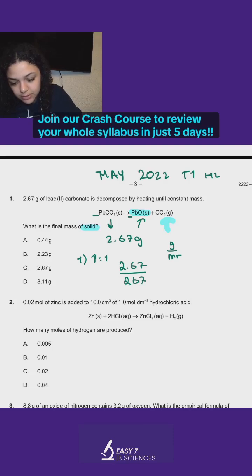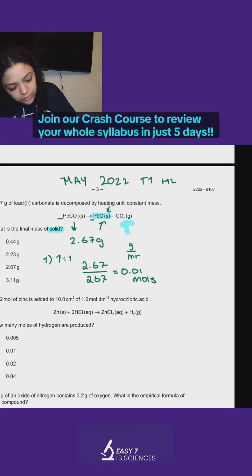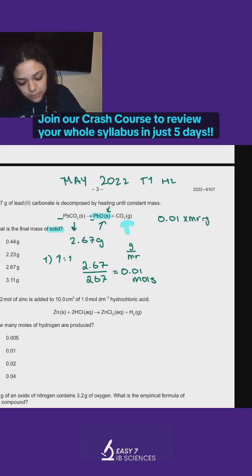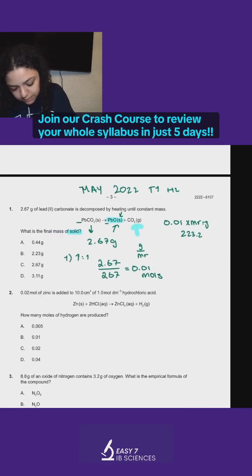2.67 divided by 267 should give us 0.01 moles. And now that we have the moles, we can say, well, that's the same amount of moles as this one. So if I have the moles and I have the molar mass, I can find the grams. Now, what's the molar mass of lead oxide? Again, you would just look at your periodic table and you calculate the molar mass of lead oxide. That should be 223.2. So you guys would get B.